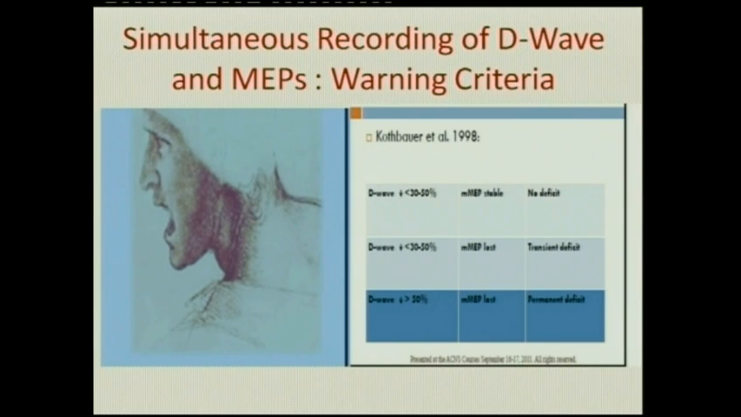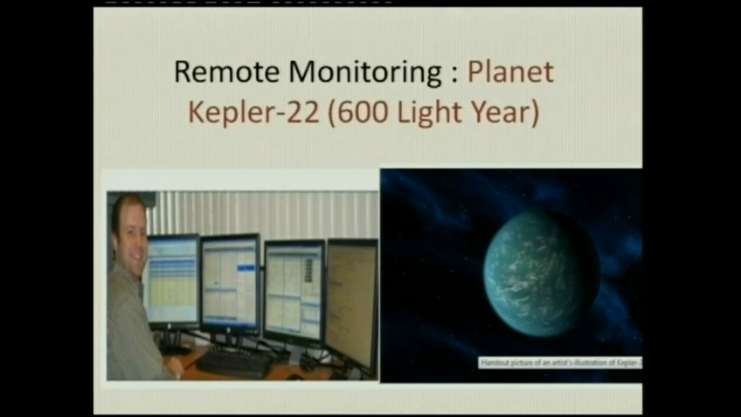So when you do the D wave and the MEPs, then you have to look at these warning criteria. You can see your warning should be very strong. If the D wave decrease is less than 10%, or 30 to 50%, and muscle potential is present, no deficit. But if it is like this, transient. But if it is less than 50% and no muscle MEPs, then permanent deficit. And nowadays people are doing this, and a neurophysiologist can monitor at least 4 or 5 patients at a time from his own office by remote controlling.